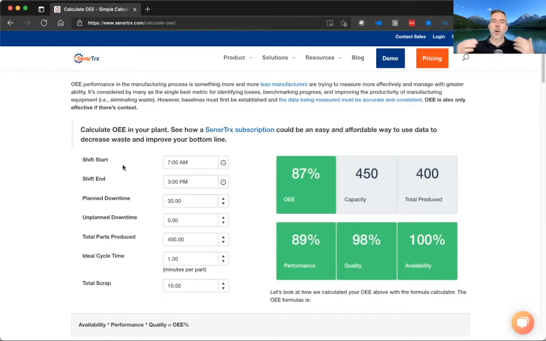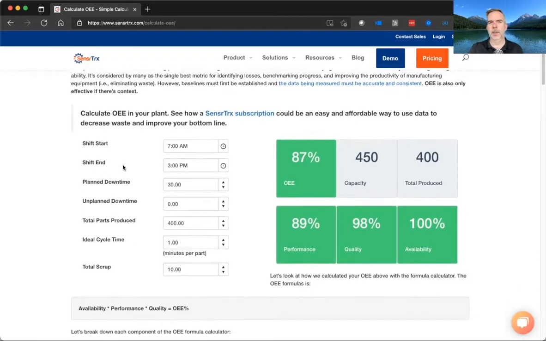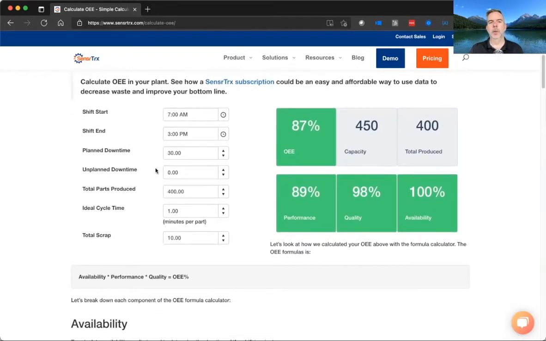You can do shift start and shift end. So when does my shift start? When did my shift end? This only deals with a single shift, but you can kind of get the idea of how you can do multi-shift calculations as well. How much planned downtime did we have? You can enter that in minutes. How much unplanned downtime did we have? You can enter that in minutes.